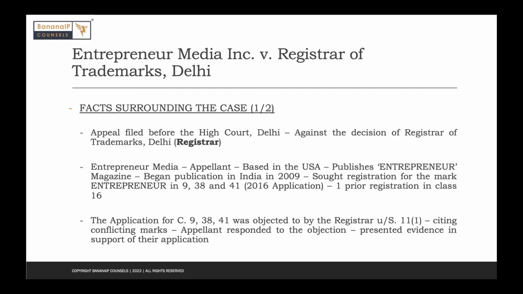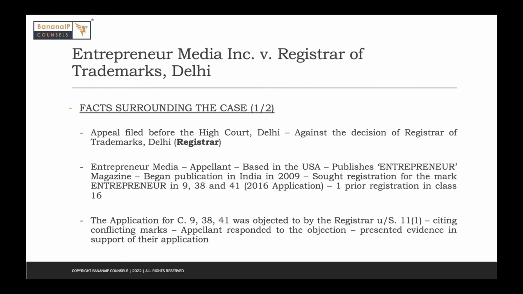This particular case concerned one application filed by the company for the mark entrepreneur in classes 9, 38, and 41. This application was filed in 2016, while at the time, the company had already registered the mark entrepreneur under class 16 in 2001, pardon. This application in classes 9, 38, and 41 was objected to by the registrar under section 11.1. The registrar cited some conflicting marks to this application in his examination report. The appellant responded to the objection in the response to the examination report and presented support for their application.